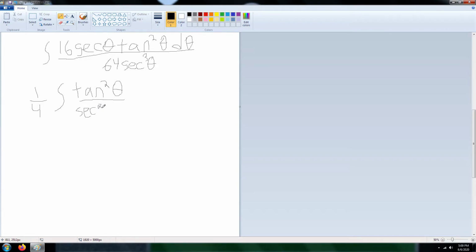I hope everyone's with me up to this point. And remember, this is still d theta, okay? Because notation does matter. And of course, we know that this is going to be 1/4 integral of sine squared theta d theta.